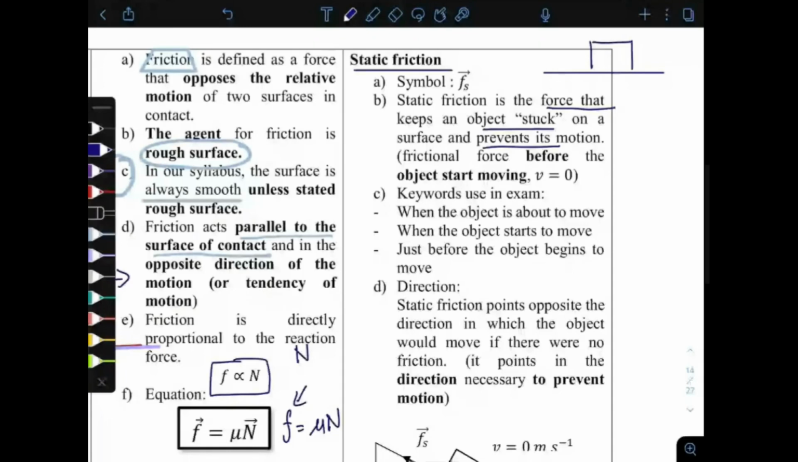Maksudnya kamu baru letak tangan, you are trying to apply the force here, awak tolak, cuba tolak. Okay, dia akan mula rasa static friction dekat sini in this direction. Sebab you are going to move the object to the right. Maka dia akan mula experience static friction. Sebab reasons kewujudan static friction ni adalah untuk mengekalkan objek kamu supaya tidak bergerak. So at the point you are about to start, dia akan exert the static friction to avoid the object from moving.